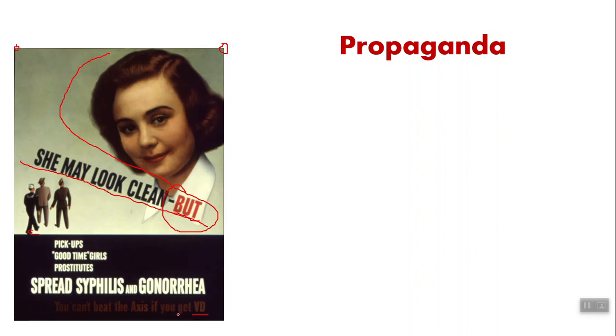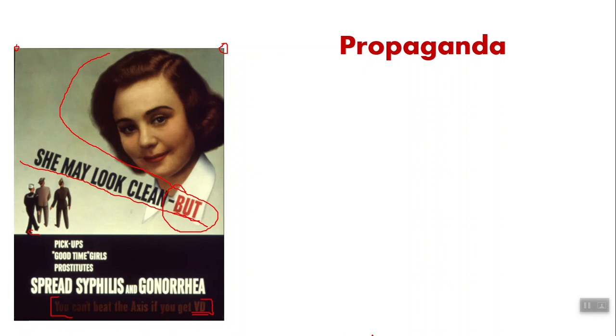"You can't beat the Axis if you get VD." The problem here is that it's not really high contrast enough. It may have been in its original version, though. And so it's playing on fear. It's making you feel uncomfortable by having those words at the angle.